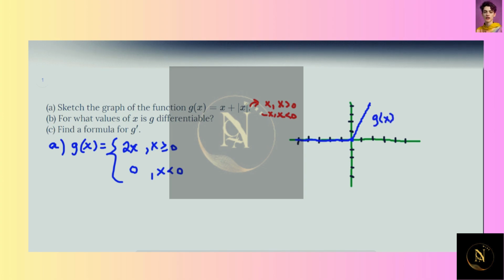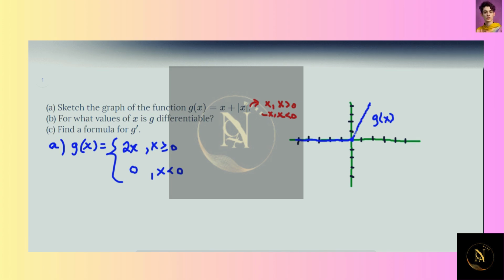Part B, for what values of x is g differentiable? Well, g is differentiable in this region here. We see that this horizontal line is a constant value, and for a constant horizontal line, the tangents are all horizontal and their slopes are 0. So it's differentiable everywhere here, where x is less than 0. And for x greater than 0, we have this linear function 2x, and all the tangent lines have a slope of 2 for this part of the function. So it's differentiable everywhere there.